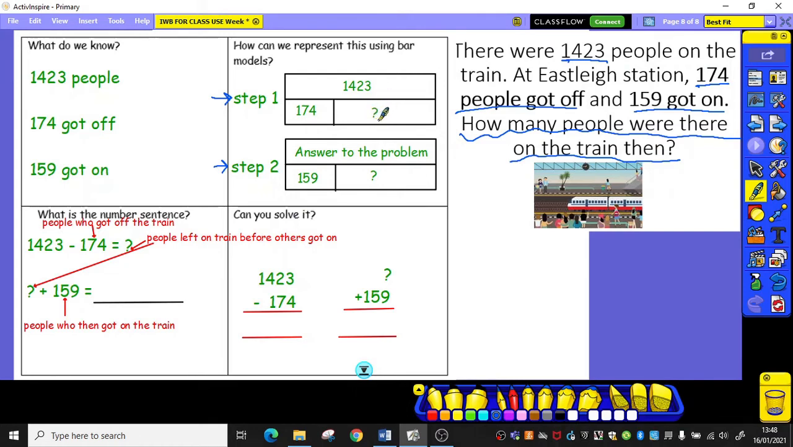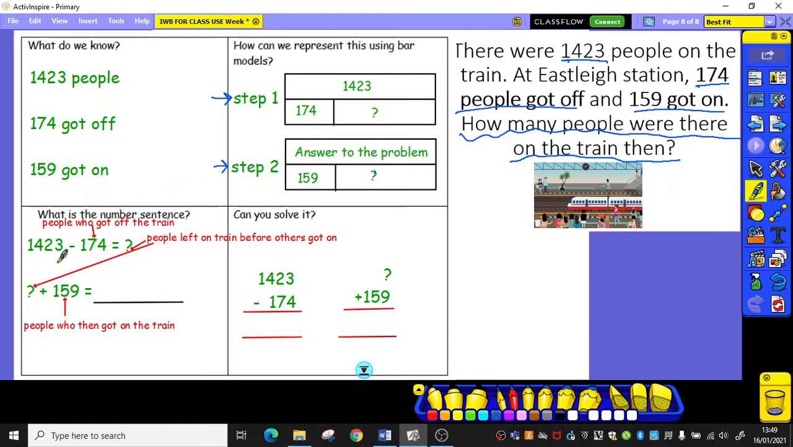Now for step 2, we've got the amount of people that have remained on the train here. You can see I've used a question mark on both occasions. But then we're going to add 159 people who then get back onto the train. So if this is the amount of people that I had remaining on the train after the 174 got off, we're then going to add 159, hence the 2 added together will give me my answer to the problem of how many people are ultimately left on that train.